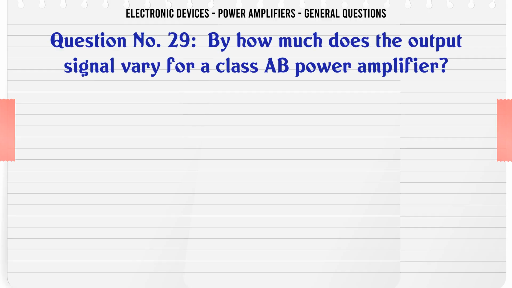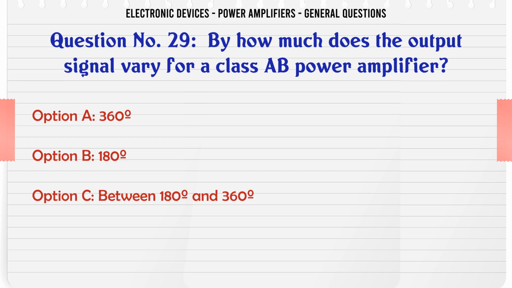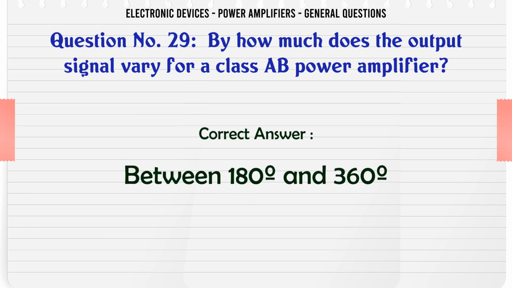By how much does the output signal vary for a Class AB power amplifier? A: 360, B: 180, C: between 180 and 360, D: less than 180. The correct answer is between 180 and 360.